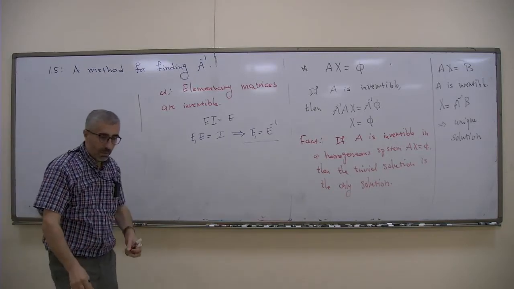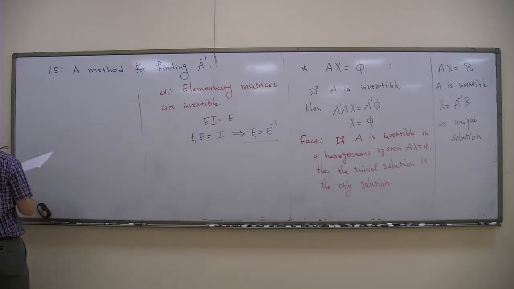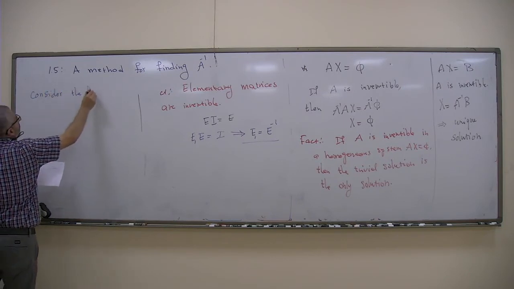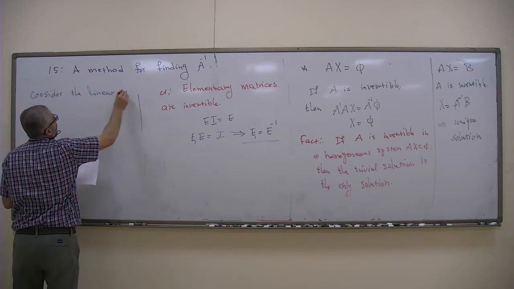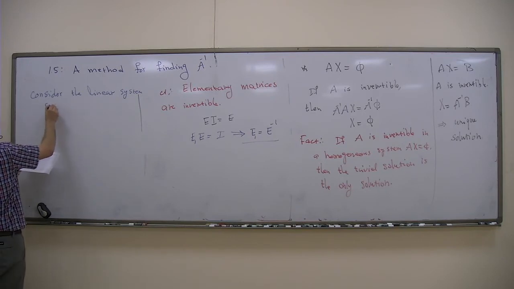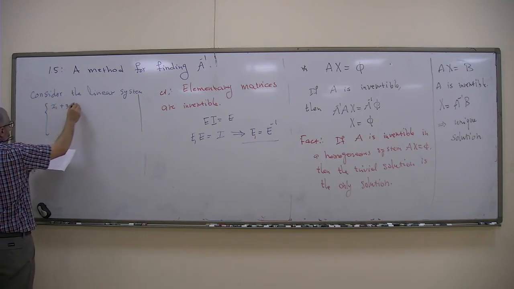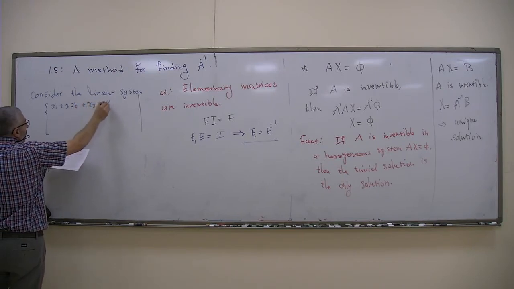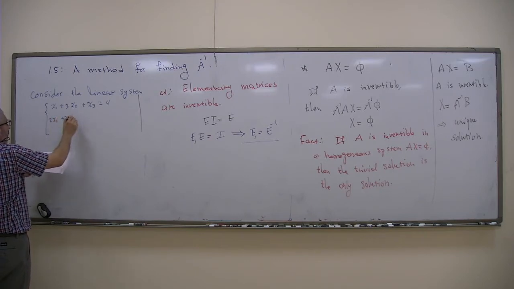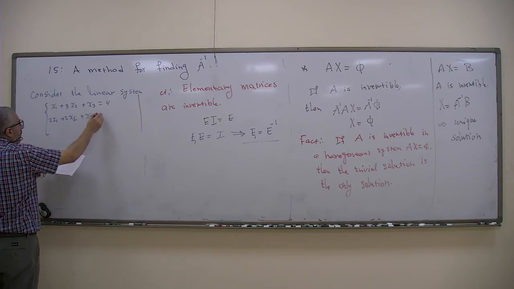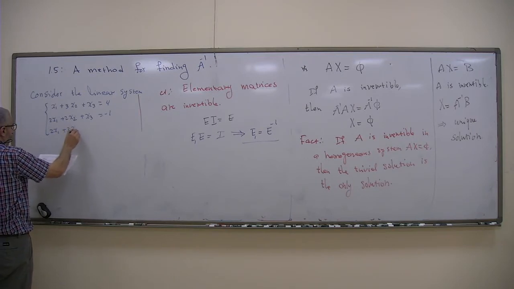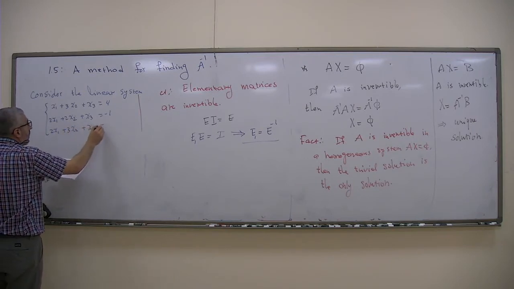Consider the linear system: x1 plus 3x2 plus x3 equals 4, 2x1 plus 2x2 plus x3 equals negative 1, 2x1 plus 3x2 plus x3 equals 3.